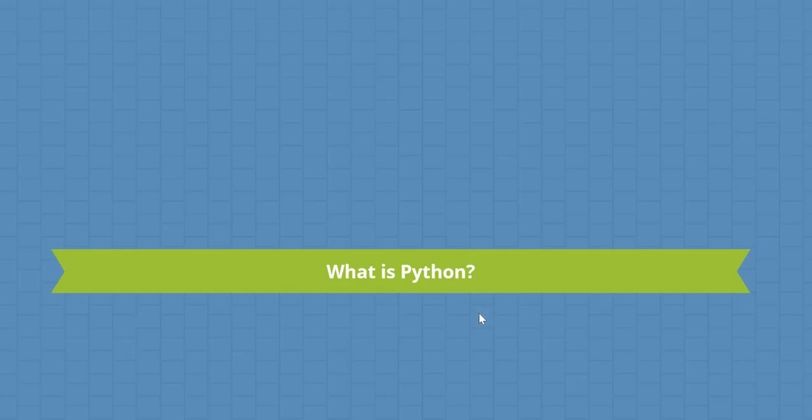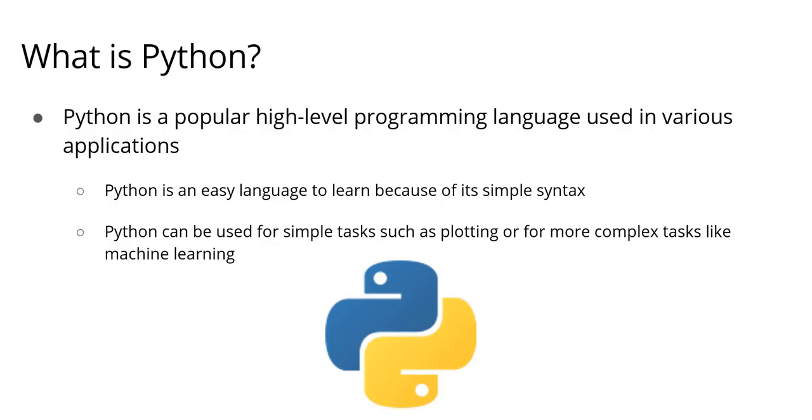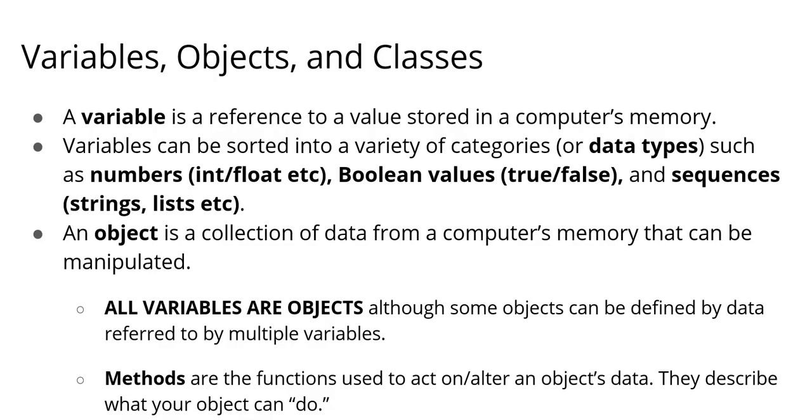So we are talking about Python, then we can say that Python is an easy language to learn because of its simple syntax. Python is a very popular, high-level language used in various different applications. We can say Python can be used for simple tasks such as plotting, or for more complex tasks like machine learning. Python is basically used for plotting graphs and critical equations, as well as calculation, especially in machine learning, given the complexity of all the equations.